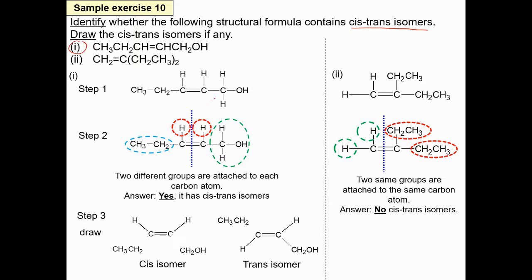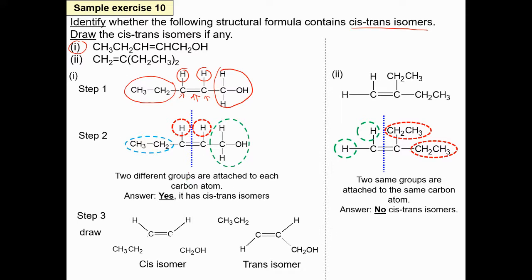So what you need to do is draw the structure first. Now when you draw the structure, I would like to recommend that you focus on the double bond side. Then you categorize them, or group them, into 4 groups, 2 groups for each carbon.